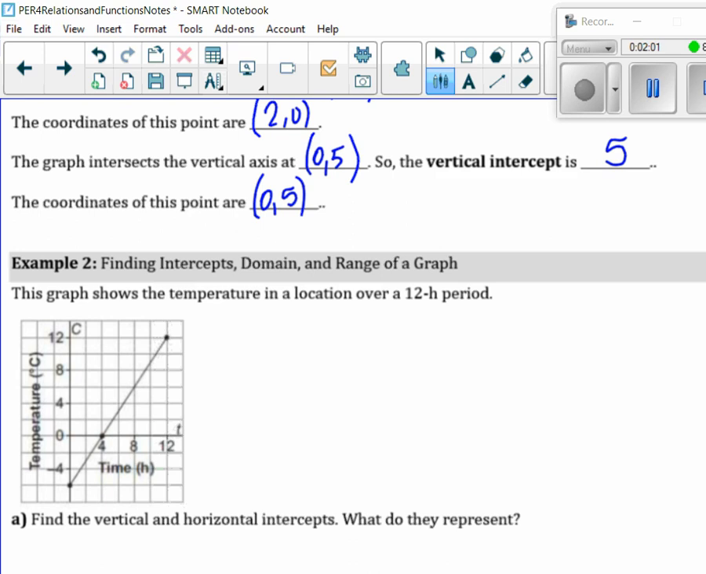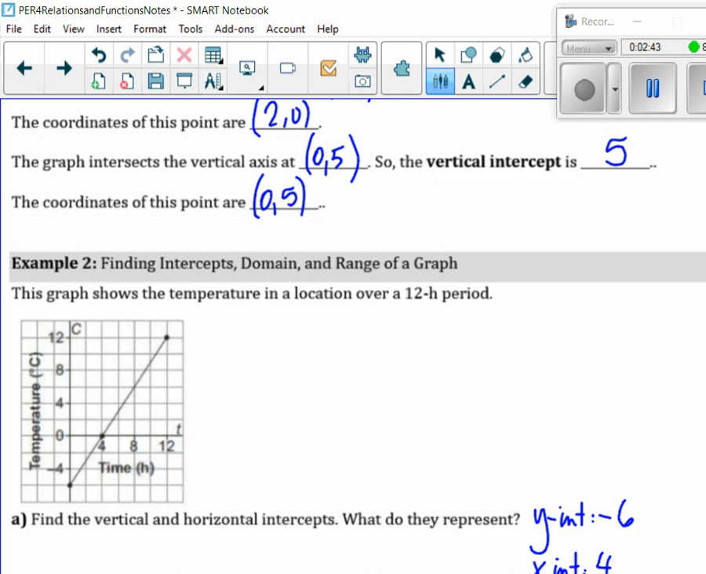Here is a graph that shows a temperature and a location over a 12-hour period. We need to find the vertical and horizontal intercepts. Who can tell me the vertical intercept, or the y-intercept? Negative what? Negative 6. And what is the x-intercept? You have to watch the scale. 4. When we talk about intercepts, we're talking about a value. When they want the coordinates of the intercepts, then you put the coordinates.